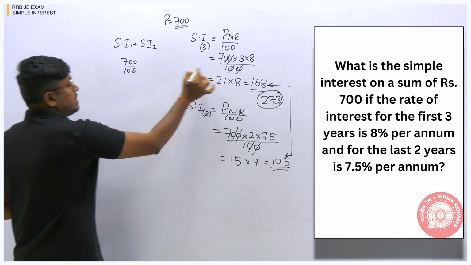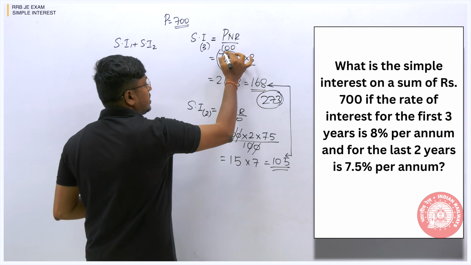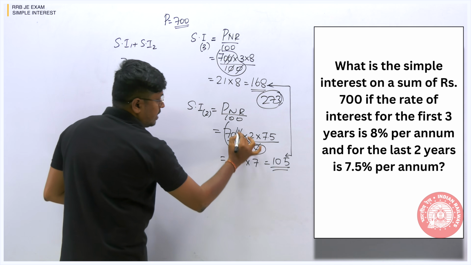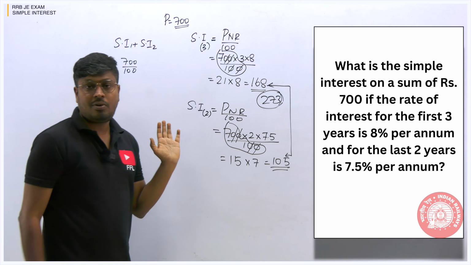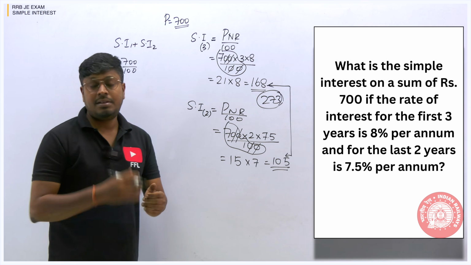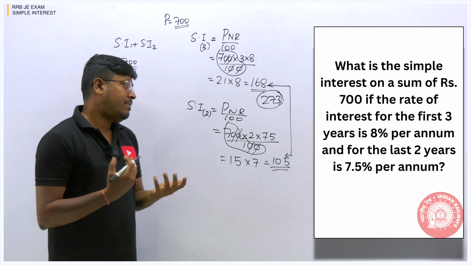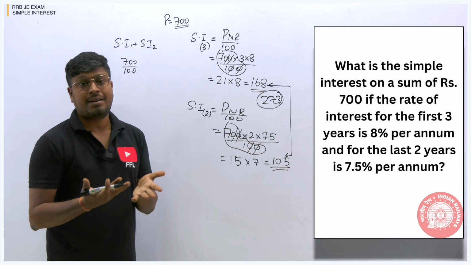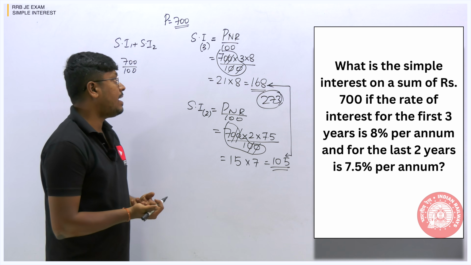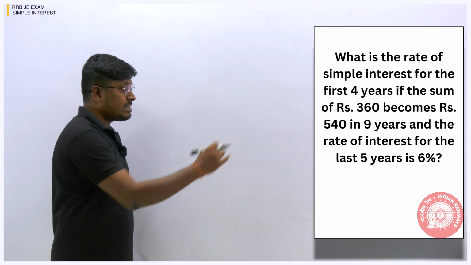Why? Because in simple interest 1, 700 by 100 is common. In simple interest 2 also, 700 by 100 is common. They take that value common and only multiply with it. It's your wish, right? You can solve in a different way based upon your practice. So friends, this will be the answer for the third question. Next question.